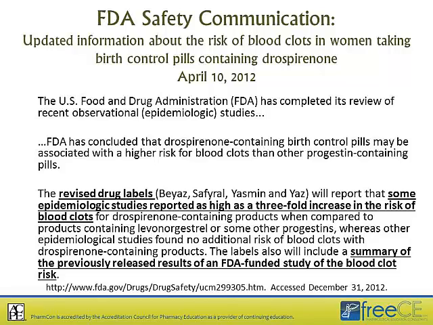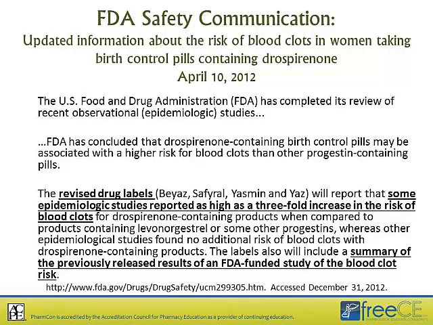In April of 2012, an FDA Safety Communication was released regarding information about the risk of blood clots in women taking birth control pills containing drospirenone. It basically said that the FDA had completed a review of recent observational or epidemiologic studies and had concluded that drospirenone-containing birth control pills may be associated with a higher risk for blood clots than other progestin-containing pills. Specifically, they were requiring that drug labels be revised to report that there were some epidemiologic studies stating as high as a 3-fold increase in the risk of blood clots for drospirenone-containing products.